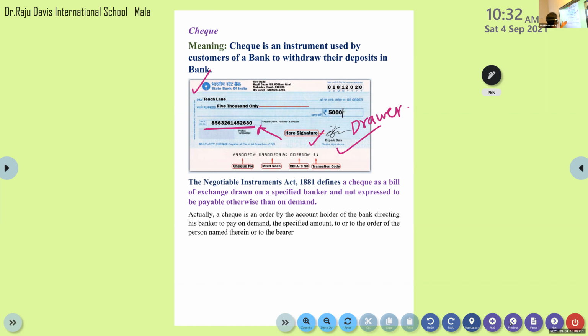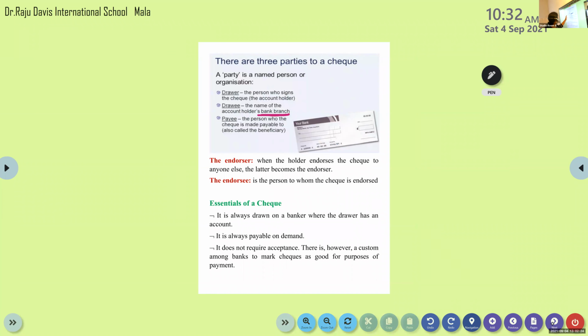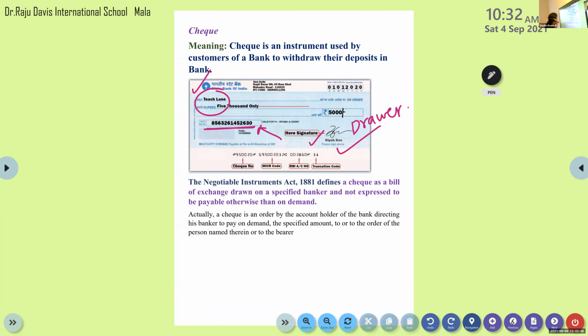Clear? And now, who is the Teach Lane? Teach Lane is the payee, one who receives the amount. The person who the check is made payable to. Or there is another word, beneficiary. So this is the basic thing to be understood from the check. There is a drawer, drawee, and payee.